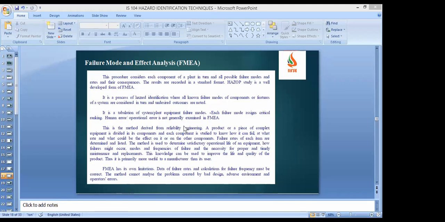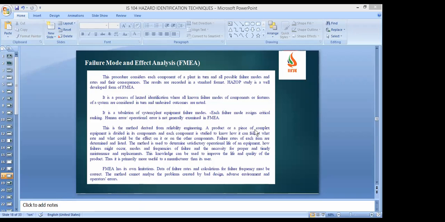Each failure mode is assigned a critical ranking. Human errors, operational errors are not generally examined in FMEA. This point we have to remember carefully. Human errors, operational errors are not generally examined in FMEA. And this method is derived from reliability engineering.